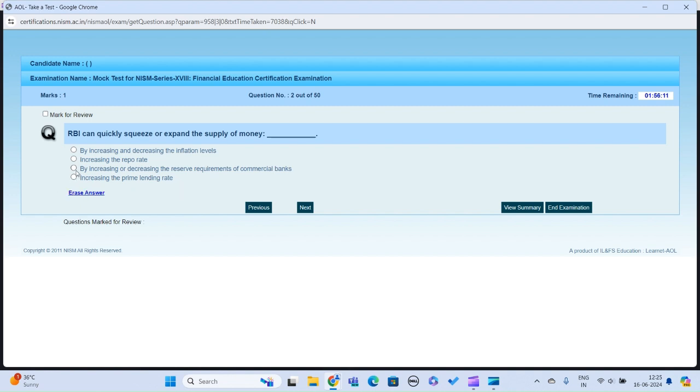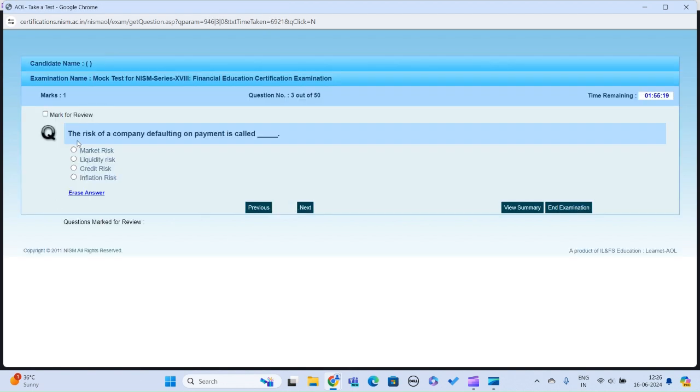I would go with either 3 or 4. Let me go with 3, because the reserve ratio is the cash the bank holds which cannot be lent out. For example, a bank has 1,000 rupees. If it needs to maintain a reserve of 100 rupees, and the reserve requirement is increased to 120, then the amount available for business, that is for loans, will get reduced. Naturally it is 1,000 minus 120 instead of 1,000 minus 100. So I would go with this.